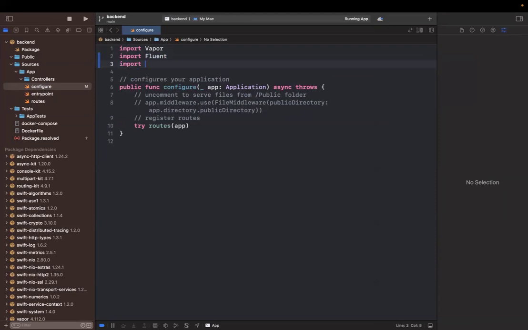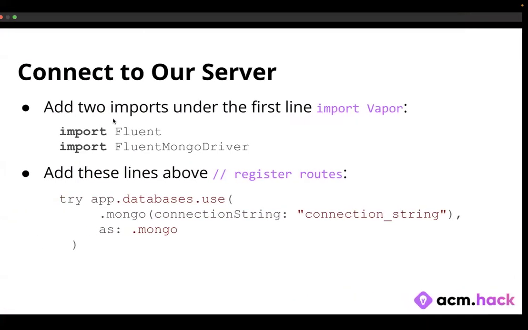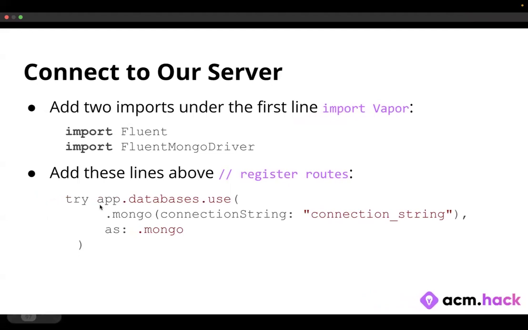Fluent and also import Fluent Mongo driver. Hope I got that right. Okay, seems right. Okay, no such module Fluent. Okay, I did not get it last time. Interesting. Let me just finish the configuration here and hopefully it will try. So yeah, I think after the import, we also need to just tell our app or our project that we're using the MongoDB with such connection string that we saved from a long time ago.